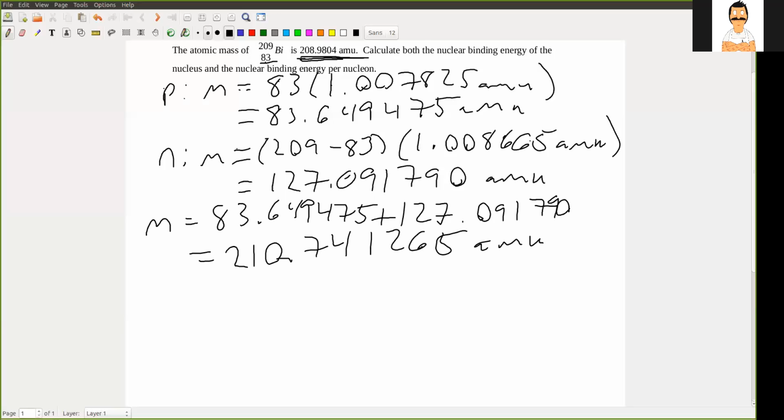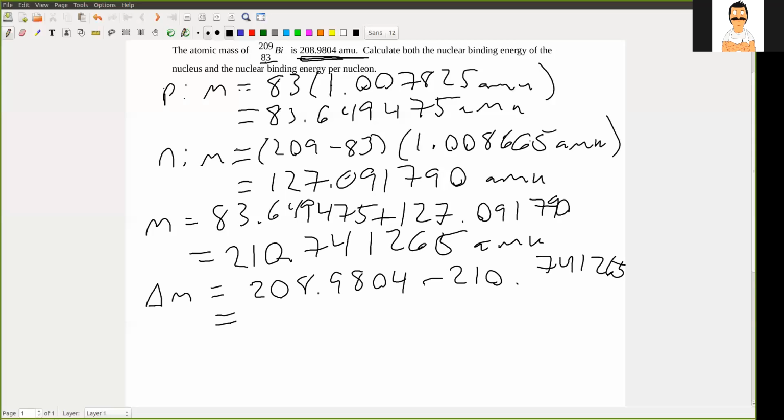So we can take our delta M, our change in mass, our mass defect, and say that it's 208.9804 minus 210.741265, and that's going to give us negative 1.7609 AMU. That's our mass defect, and please be aware that we're using 4 digits after the decimal due to significant figure rules.